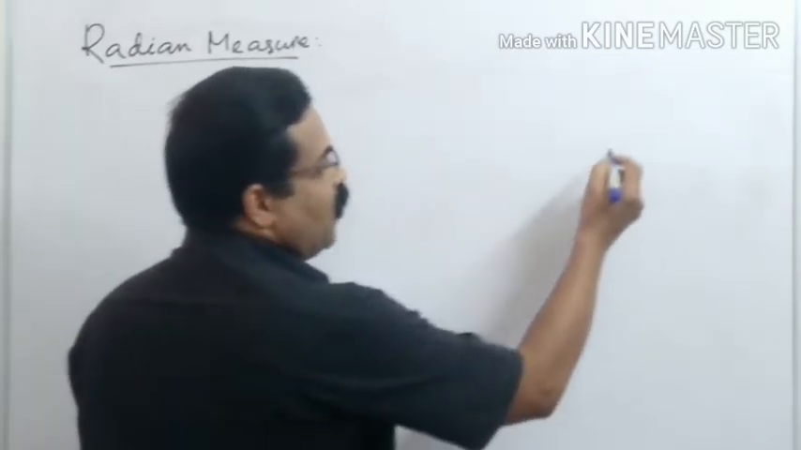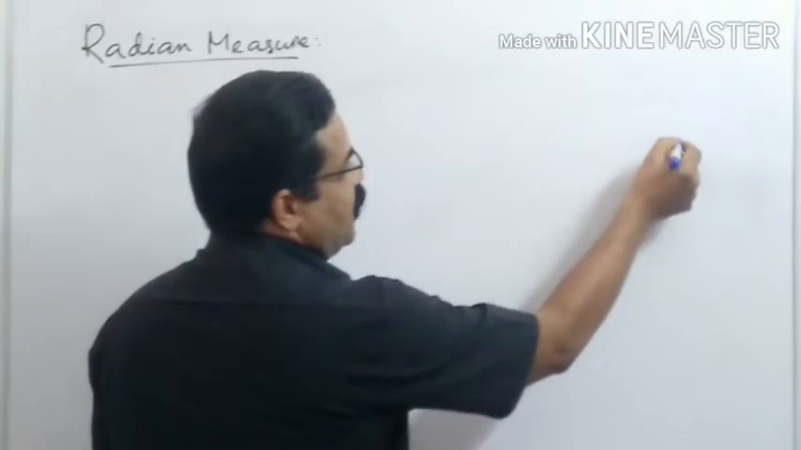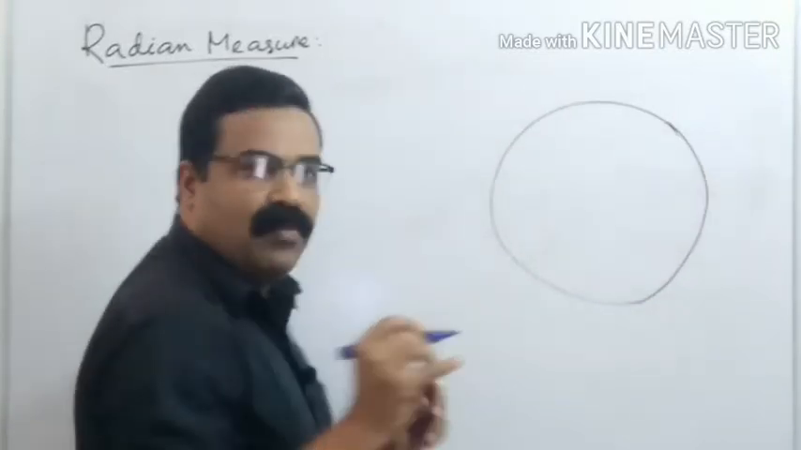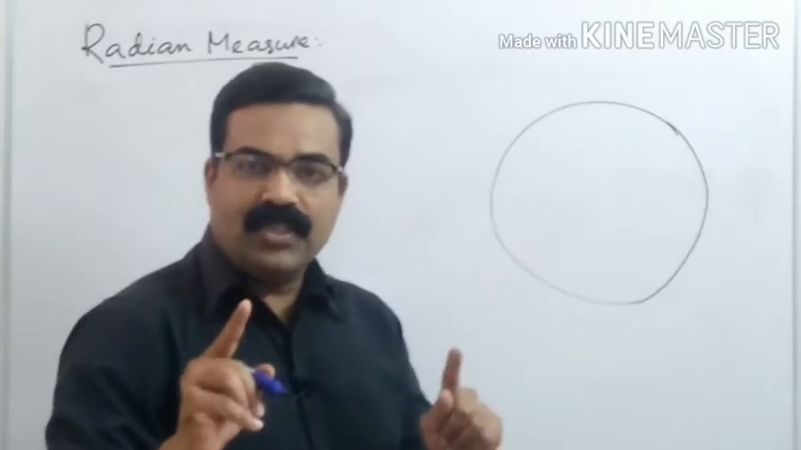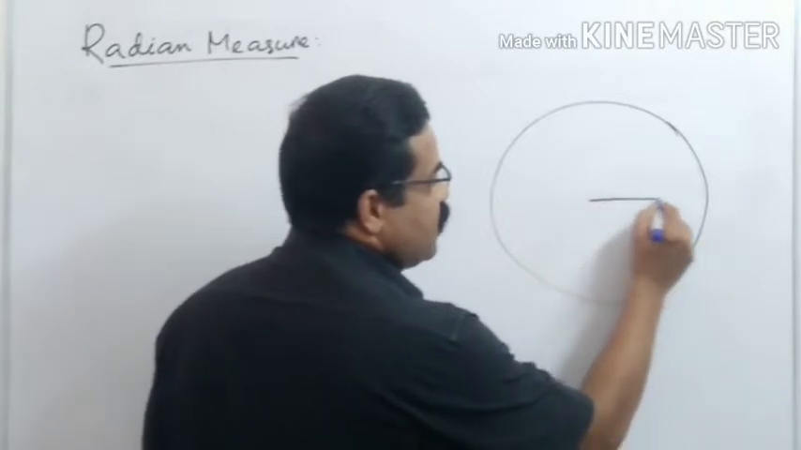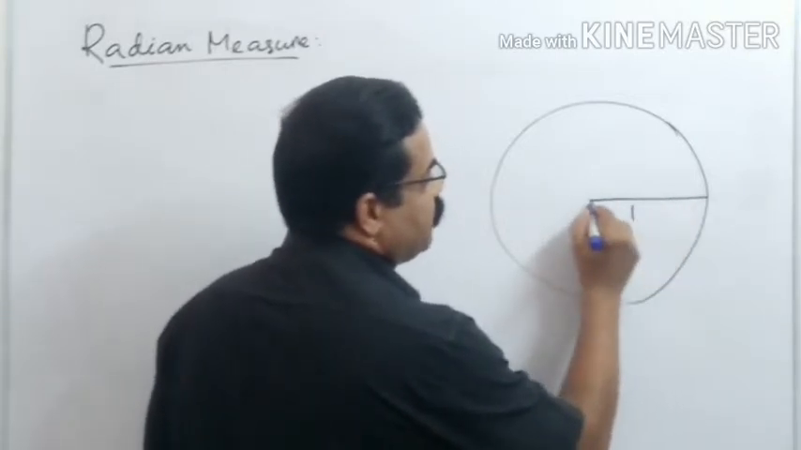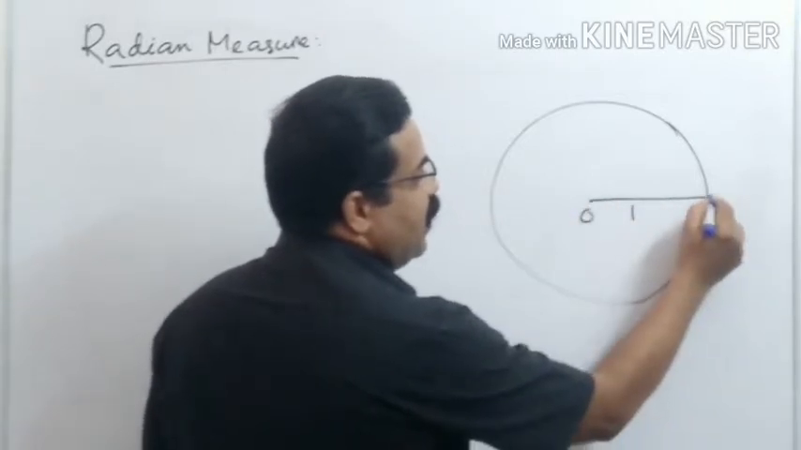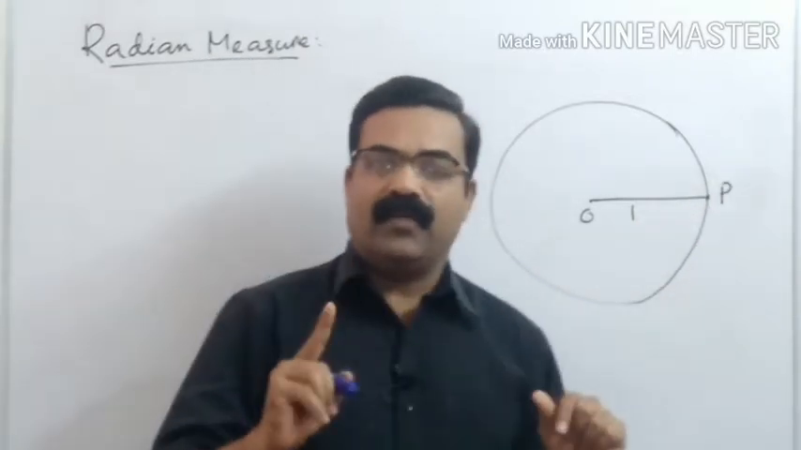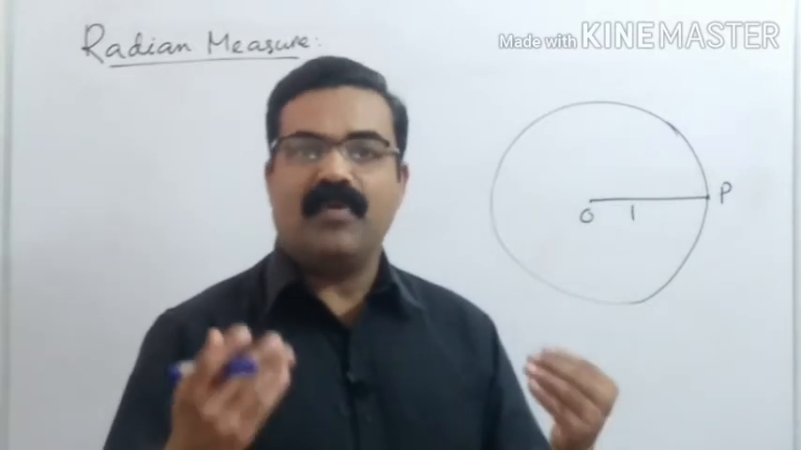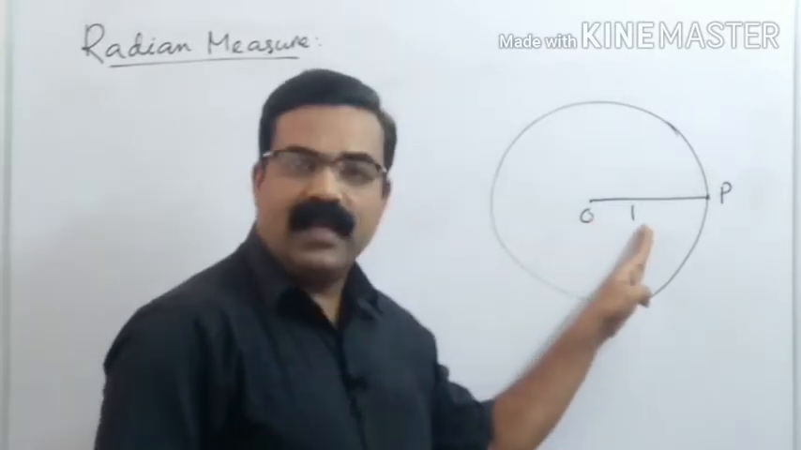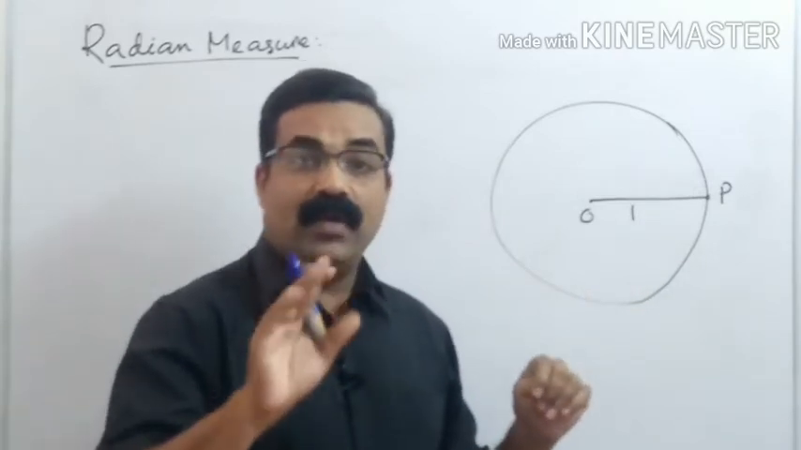Suppose for understanding that, let me take a unit circle. So this is a unit circle. What do you mean by unit circle? Unit circle means a circle in which the radius is equal to 1 unit. So let me take this radius equal to 1 unit, and this is the center, and let this point be P. 1 unit means it can be 1 centimeter, it can be 1 meter, 1 unit. Taking 1 unit as radius, you are making a circle that is called a unit circle.